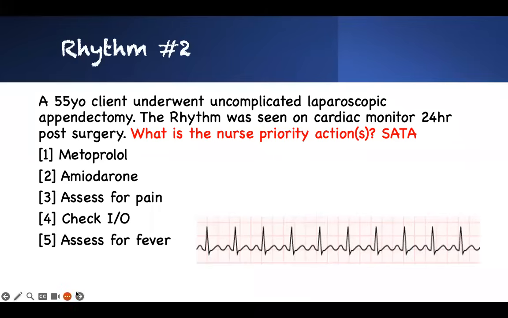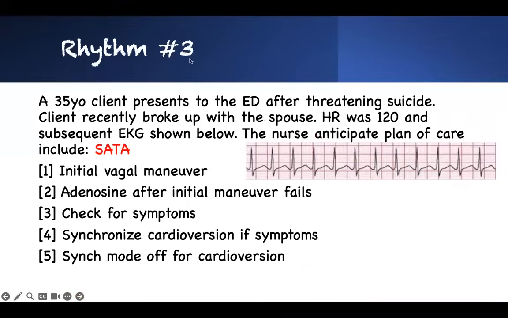The second rhythm you should know, and the causes and the treatment. Number 3, same thing, right? The next anticipated plan of care includes, so select or apply, right? What is the problem? A 35-year-old client presents to the emergency room after threatening suicide. The client recently broke up with the spouse, and heart rate was 120, and the subsequent EKG is shown below. The next anticipated plan of care is this.